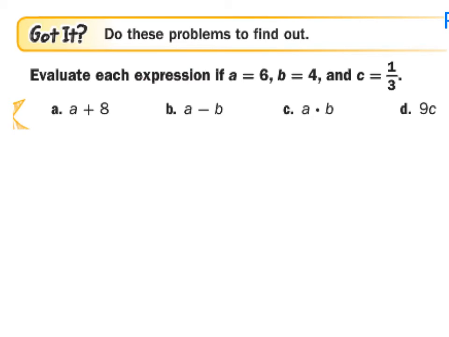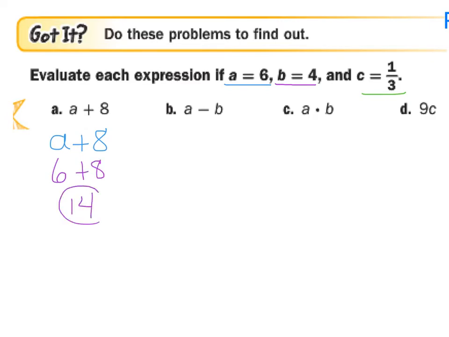Let's try a couple together. So evaluate each expression. Anytime we see A, we're going to put in 6. Anytime we see B, we'll put in 4. And every time we see a C, we're going to put in 1/3. So let's get started. We have A plus 8. So they've already written it down for us. So now we'll rewrite it though anyways. A plus 8. And now I'm going to go ahead and replace the A with 6 plus 8 equals 14.